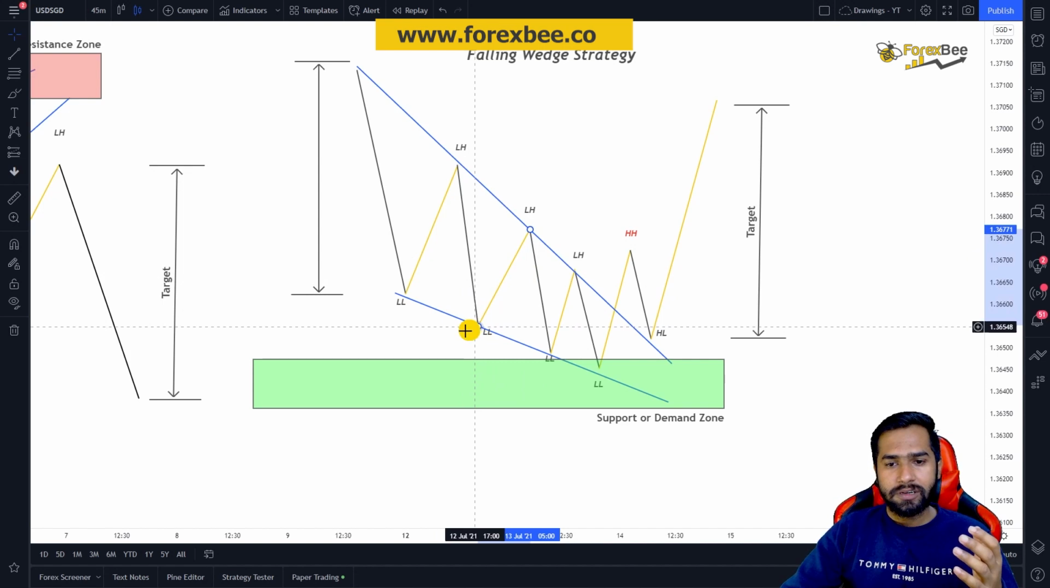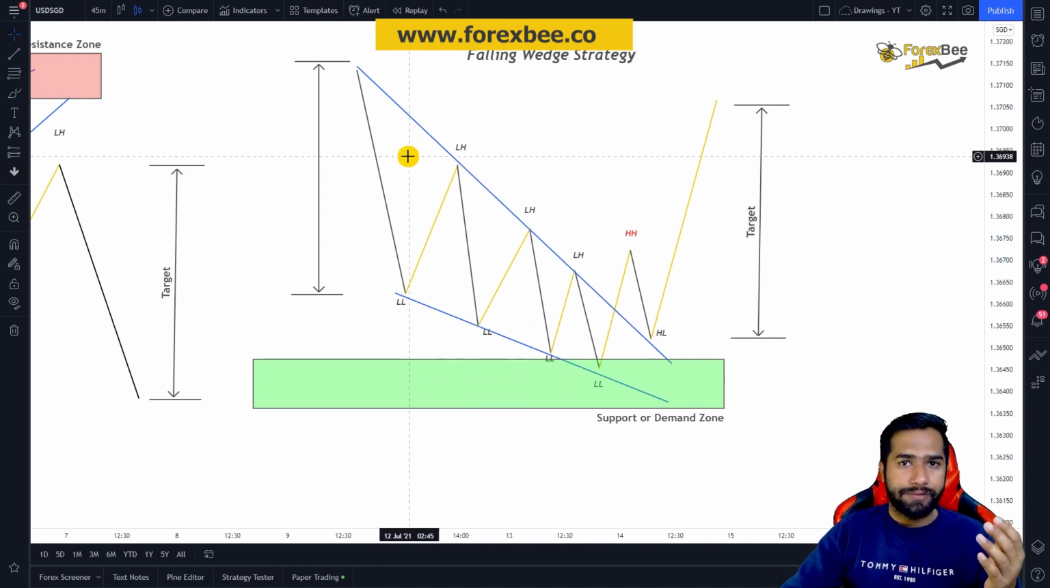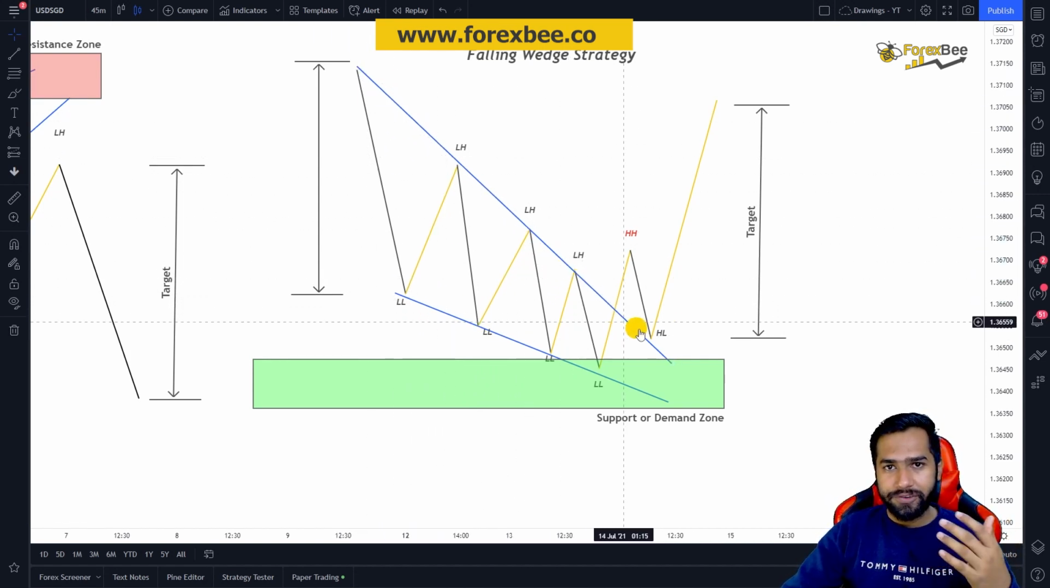Let me just move here. So every next wave is smaller than the previous wave, and the market is moving in a bearish trend.